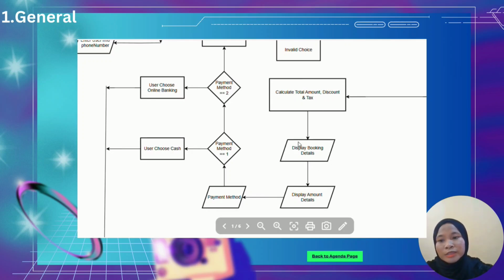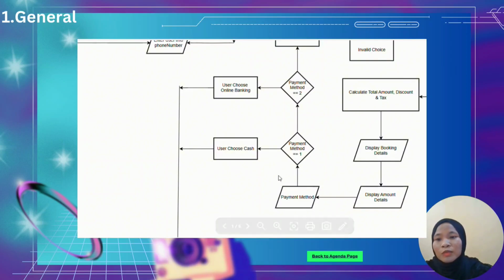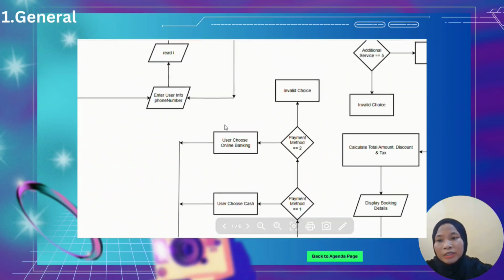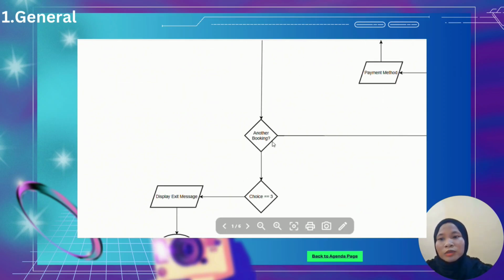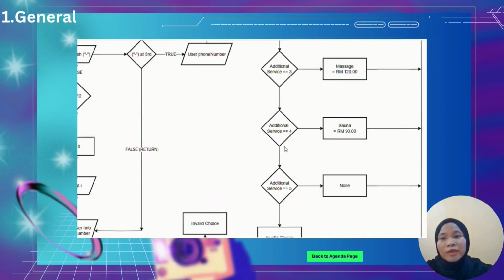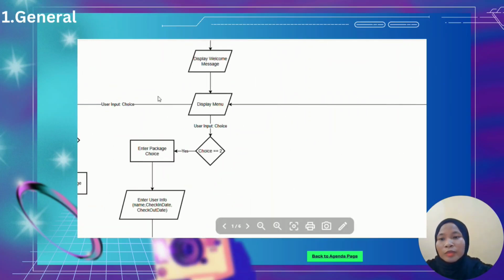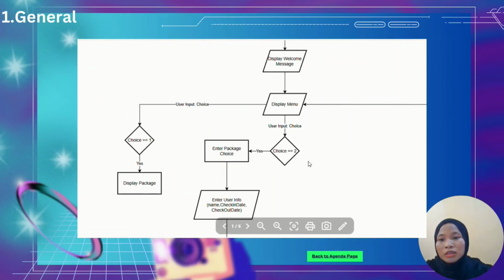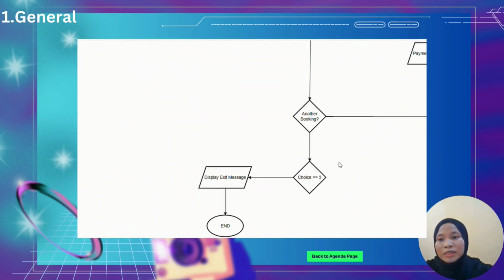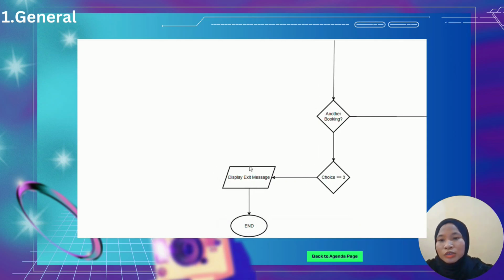Then calculate total amount, discount and tax. Then display booking details. Next, display amount details. Then payment method. If the user puts 1, it means the user chooses cash. If the user chooses 2, it means the user chooses online banking. If the user puts other than that, it will display invalid choice. If the user wants to make another booking, the user will repeat the same steps again. If the user does not want to make another booking, the user chooses 3 and it displays the exit message.